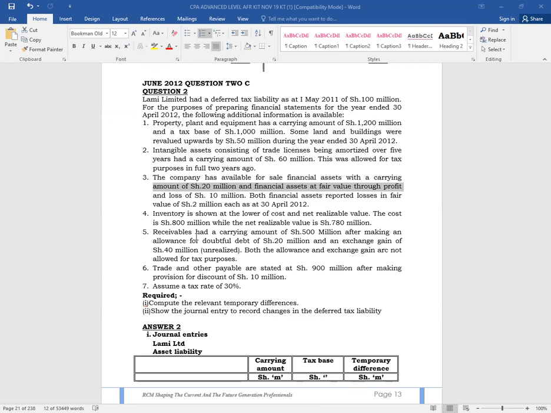Any other asset that was revalued in the year? Is there somebody who is able to see any other asset that was revalued in the year? Any other asset revalued in the year? I'm waiting to hear from you guys.